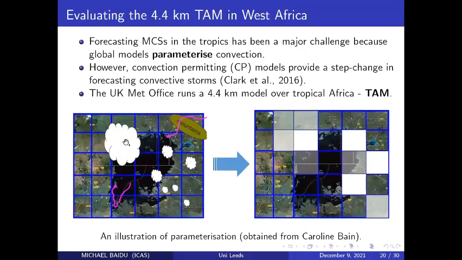if you look at the thing that I have here, which I obtained from my Met Office supervisor, Caroline Bain, it shows that the sizes of some of these storms happen to be smaller than the grid sizes of global models. That means that these storms will not be resolved directly by global models. And so you have to represent these small sub-grid scale features.